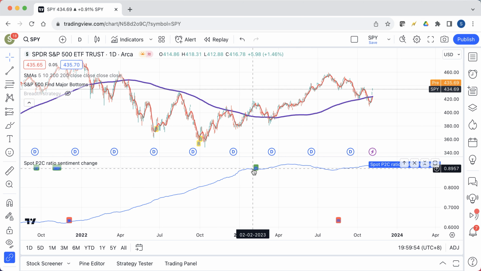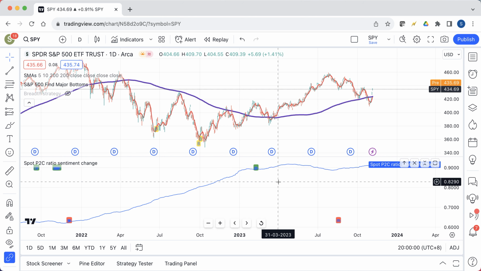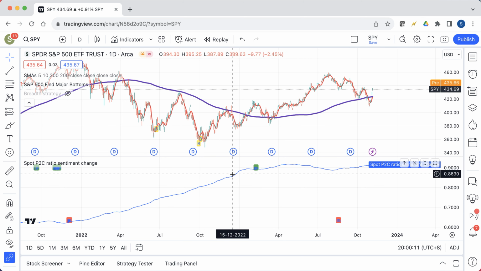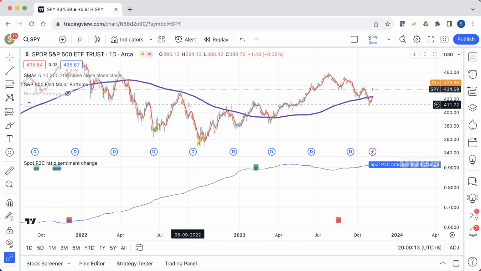So right here it's overly bearish, and when the trend line changes direction, that means the market is going to become less and less bearish, and eventually there's a high chance that it will become more bullish in terms of the sentiment. However, we are not going to use this indicator by itself.